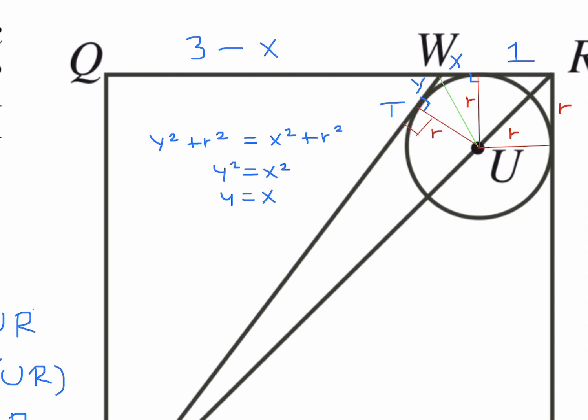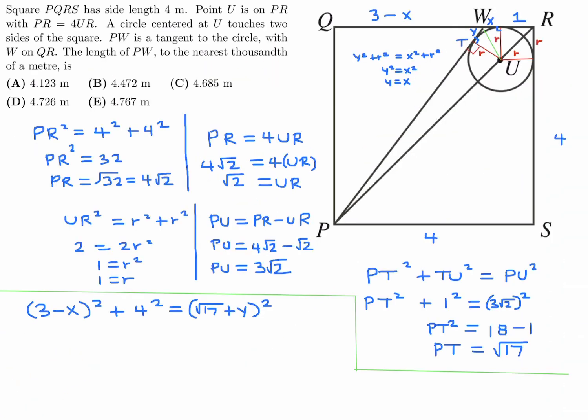And some of you also know that that's also true because they're tangents to the circle emanating from the same point, and that point is W. Either way, y is equal to x. So because y equals x, that helps us tremendously. We can substitute it in there. There we go. Now we have everything in terms of one variable, and we can expand and solve.